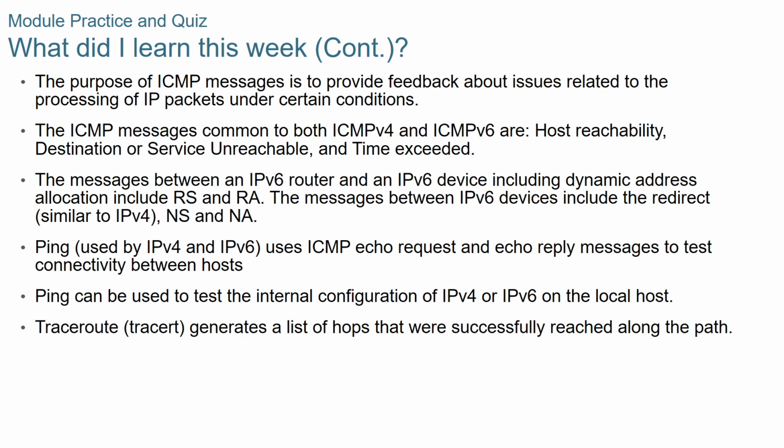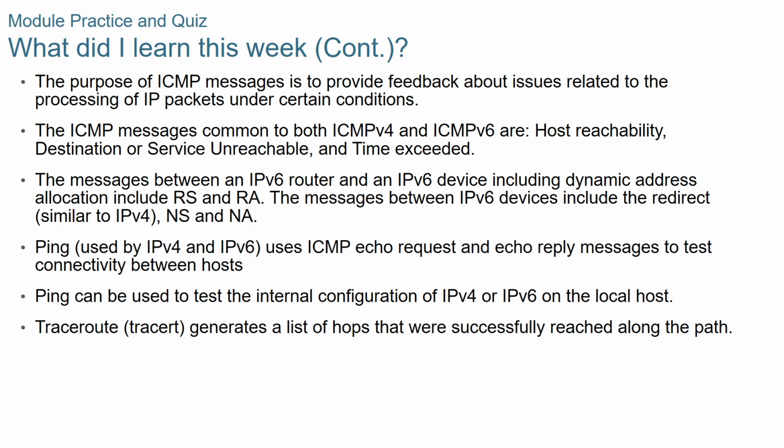The purpose of ICMP messages is to provide feedback about issues relating to the processing of IP packets under certain conditions. The ICMP messages common to both ICMP v4 and ICMP v6 are host reachability, destination or service unreachability, and time exceeded. The messages between an IPv6 router and an IP version 6 device, including dynamic address allocation, include router solicitation and router advertisement.